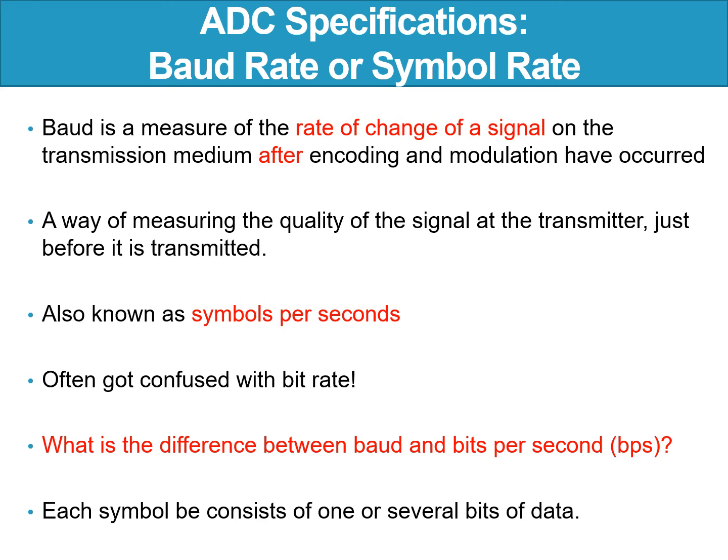Next is the ADC specification, baud rate or symbol rate. Baud is a measure of the rate of change of a signal on the transmission medium after encoding and modulation have occurred. It is a way of measuring the quality of the signal at the transmitter just before it is transmitted, and it is also known as symbols per second. We always get confused with the bit rate, which is bits per second, but the baud rate is baud per second. Each symbol consists of one or several bits of data.